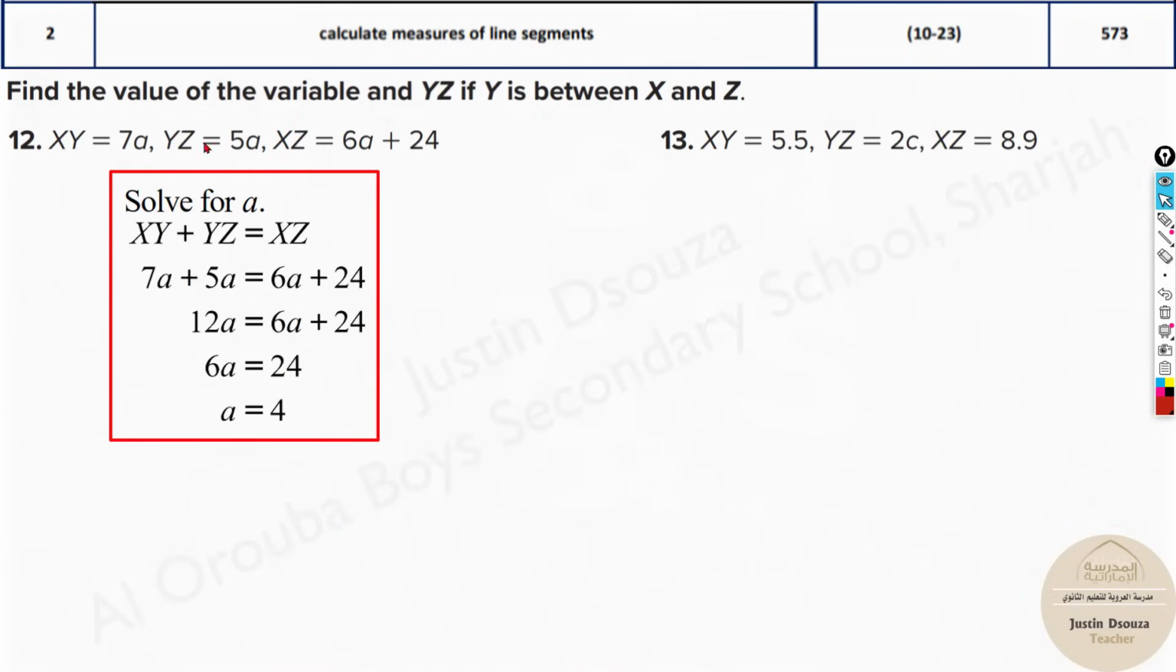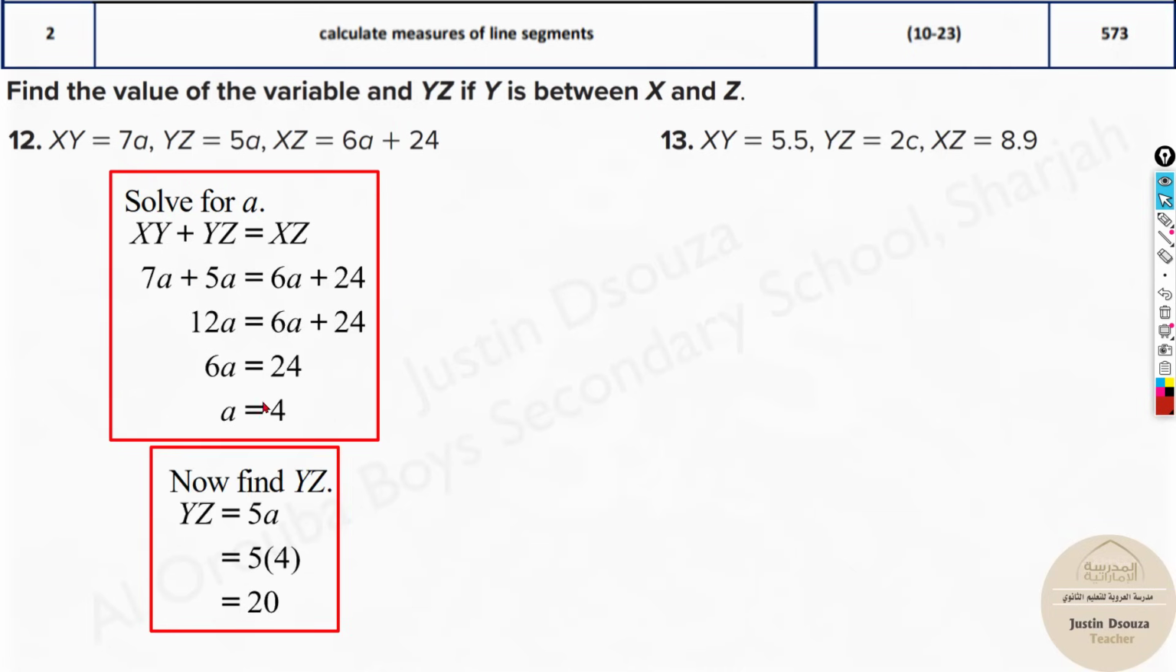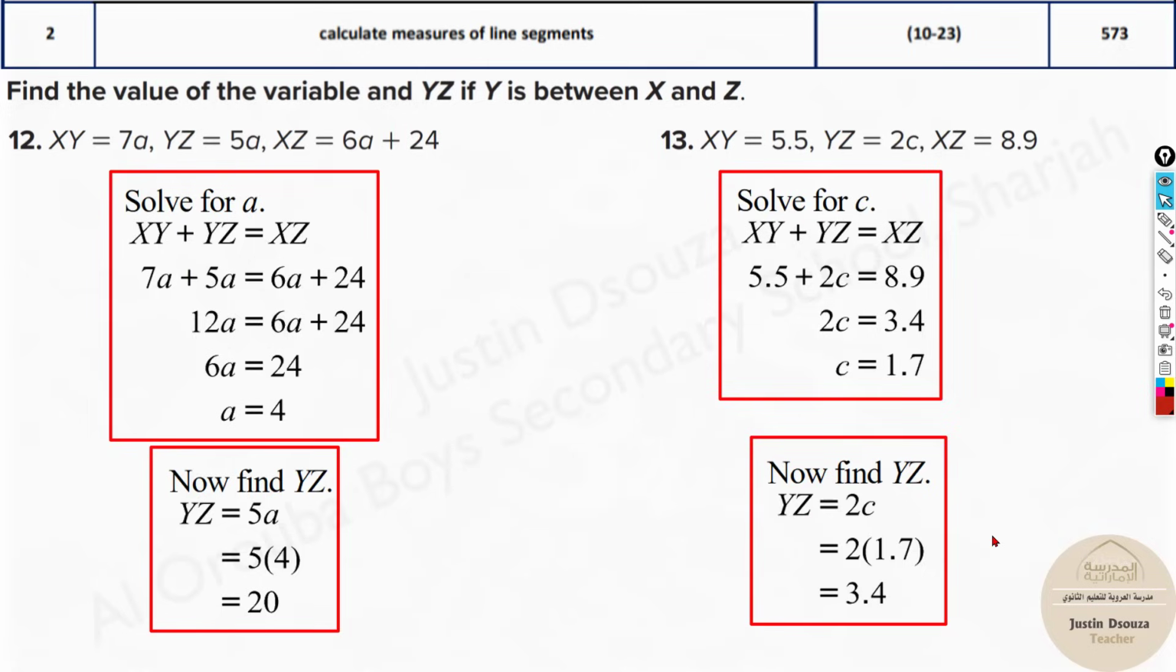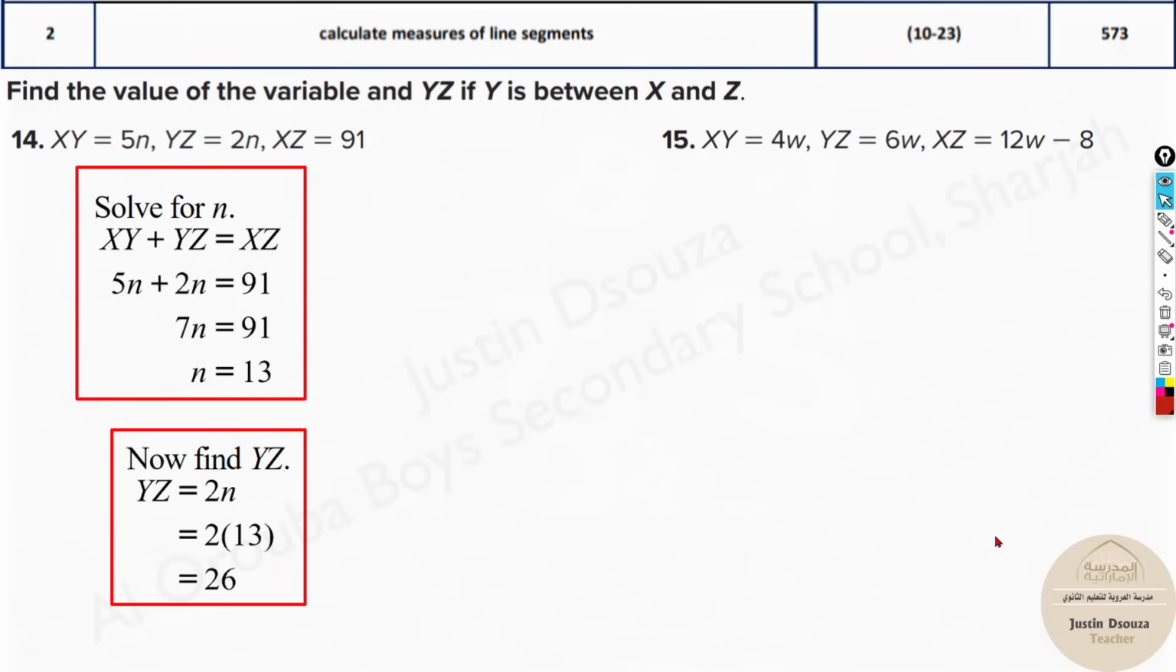It's just that you need to know which is the midpoint. Y is in between, so xy plus yz, 7a plus 5a would be the total distance. That is this over here. Once you find the variable, find the length as well. Similarly, do the other problems by yourselves and then check for the answers.